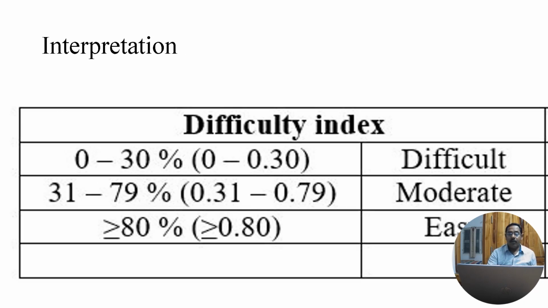Therefore, let us see the norms. These are the norms. If the value is between 0 and 0.3, it is difficult, so no need to take it. If it is more than 0.8, then also no need to take it. Those between 0.31 and 0.79 are moderate questions that can be considered for the final question paper.